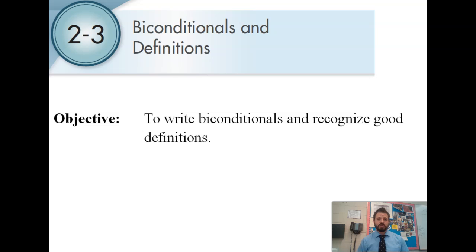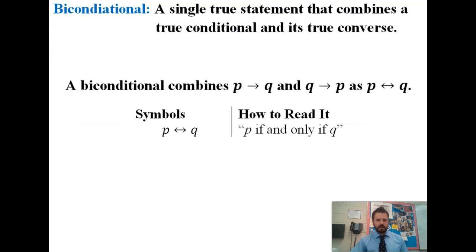In section 2.3 today, we're going to look at something called biconditionals and definitions. Biconditionals are going to build right off of the work we did with conditional statements in the last section. The reason we're doing this is that biconditionals go right along with good definitions. It's important to be able to write a good definition and to decide whether or not a definition is good. Objective: to write biconditionals and recognize good definitions.